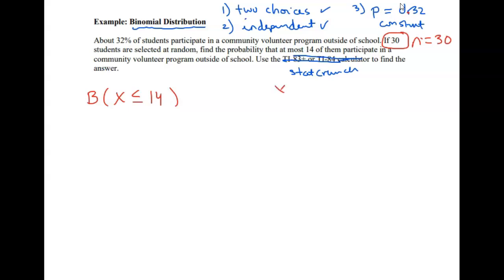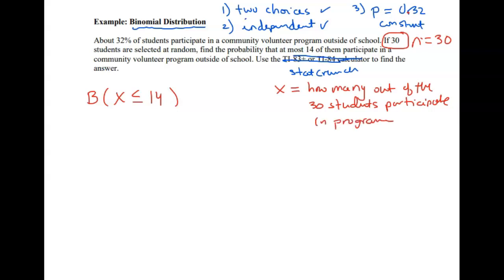The variable of interest, our x, is how many out of the 30 students participate in the volunteer program. You can see that our variable can take any value from 0 to 30. x could be 0, could be 1, all the way to 30, because you could have none of the students in your sample participate, all the way up to 30 of them participating. It's a variable because it could change from sample to sample. But we're trying to find the probability of this.